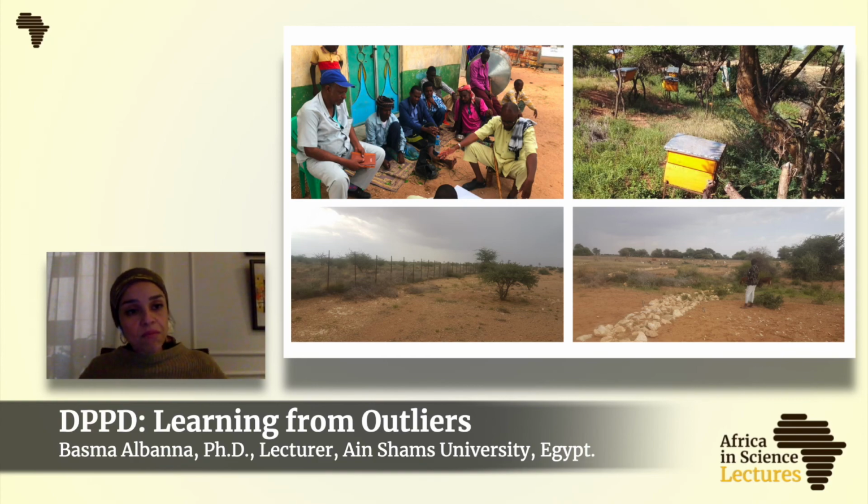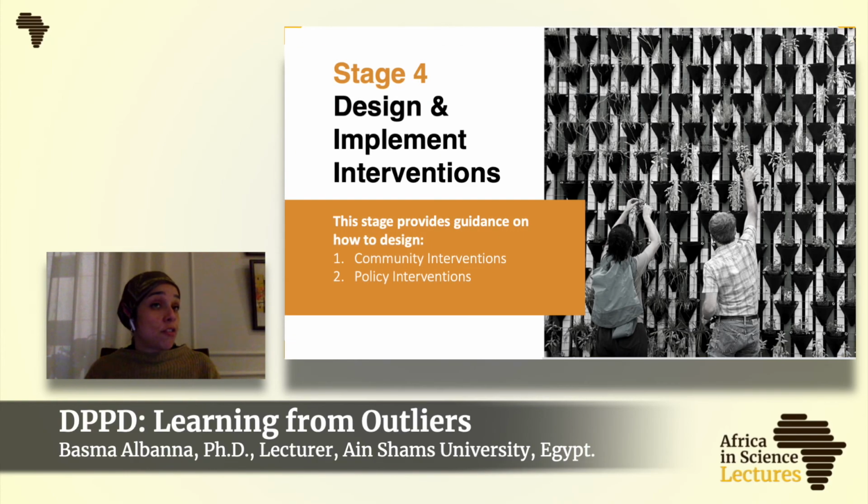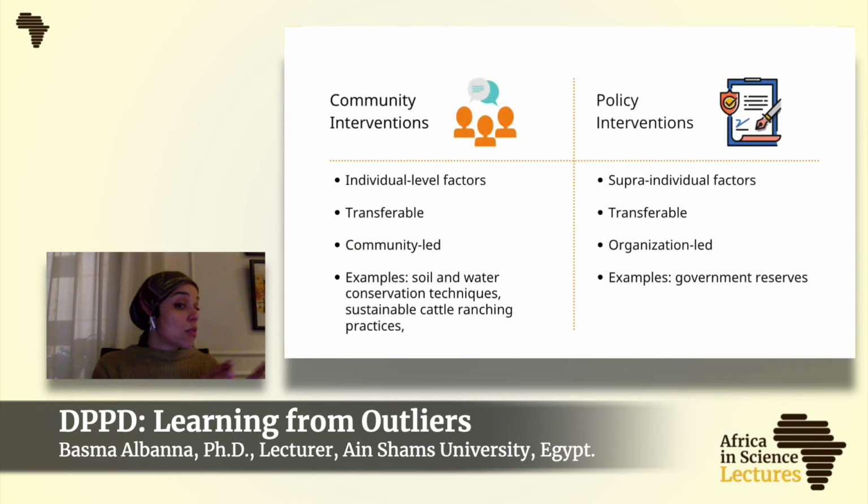The next step after identifying those practices and strategies comes the stage of designing and implementing interventions. And depending on what we found, you can either come up with community interventions or you can come up with policy interventions. Community interventions come from individual level factors that are transferable. And usually the way they are applied, they are community-led.